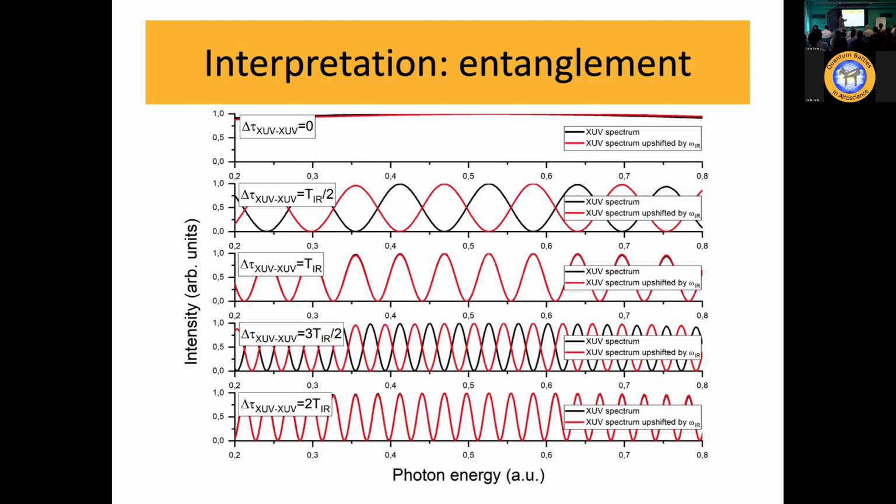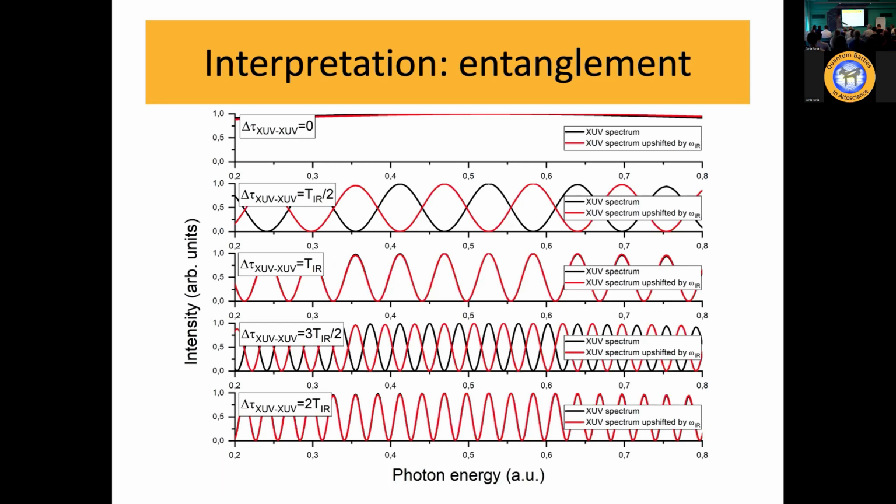Similarly, if the delay between the two XUV pulses is 1 IR period, or basically multiple IR periods, then if I pick a photon somewhere within my spectrum, I can be assured that I'm also going to be able to find an XUV photon that is upshifted or downshifted by the energy of 1 IR photon. So that is why in these cases, I can readily see the electronic coherence in my experiment.